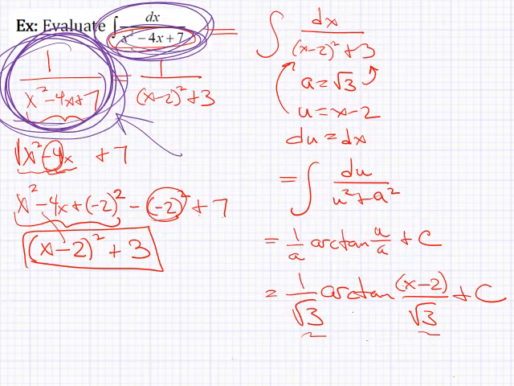Also, when it comes to completing the square, this 7 seems fairly insignificant, but it's not. It's actually very important, because that really affects what's going to happen here, which really affects whether or not this is going to be an arctan integral.